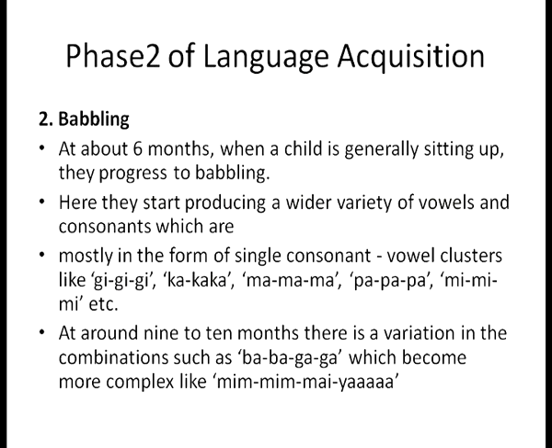Then the next stage is after about 6 months. Of course, it can vary from one child to another, but on average, at this age of 6 months, a child generally starts sitting up. You will see that children start sitting up at about 6 to 7 months. At that stage, they progress to babbling, from cooing or gooing with consonants and vowels.